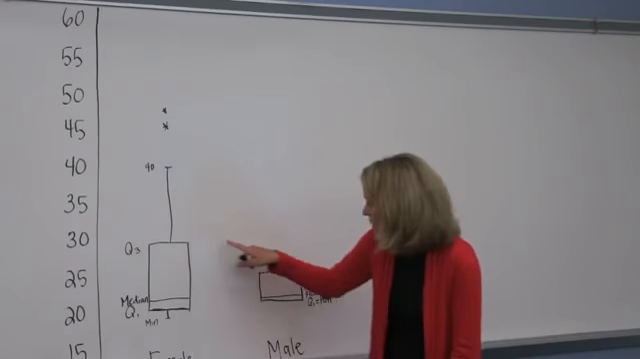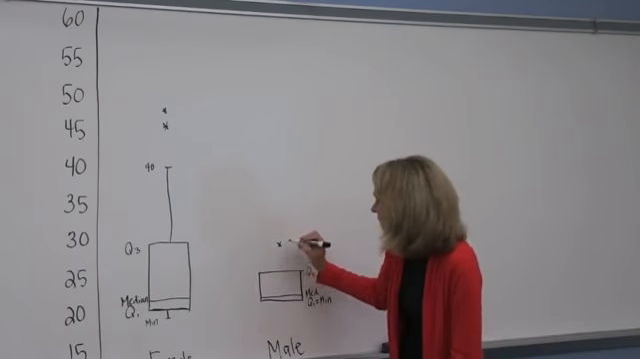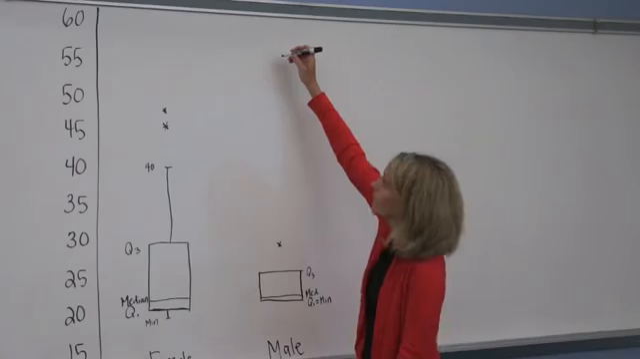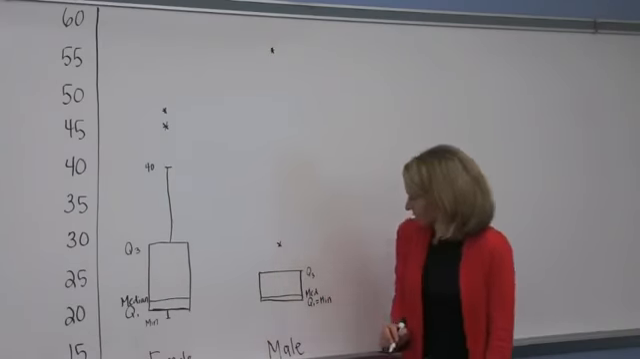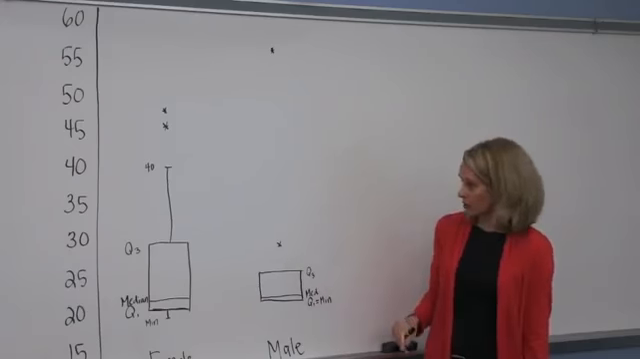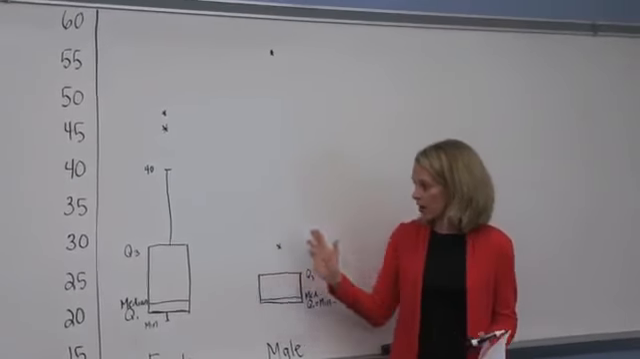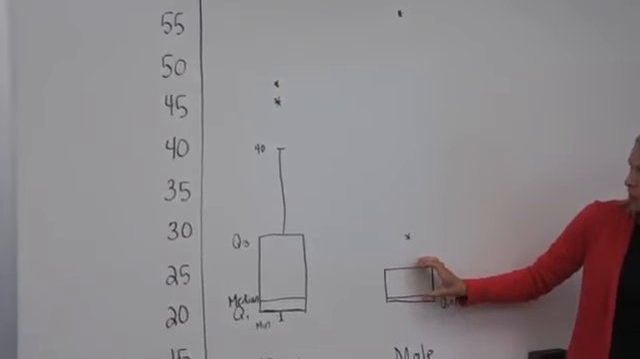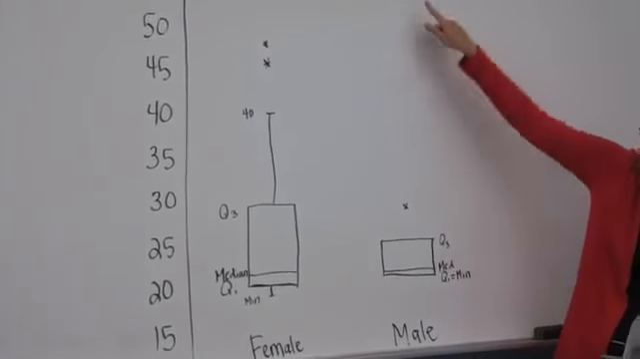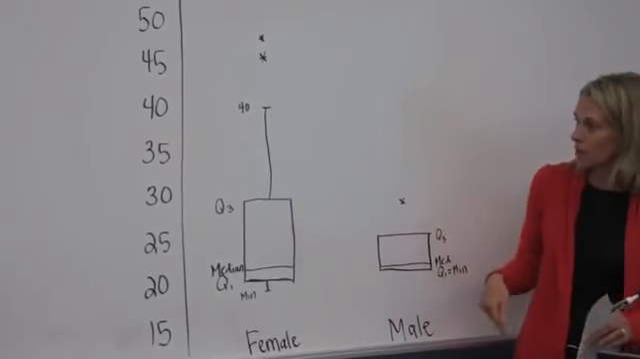27 was an outlier, so right about there. And then 56 was an outlier, so he's way up here. And that's what the box plot for males would look like. And now you can compare, and you can see that the ages of the males were a lot more compact here, aside from those couple of outliers, than they were for the females.